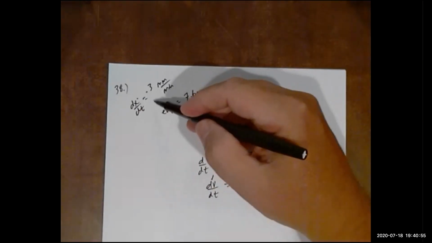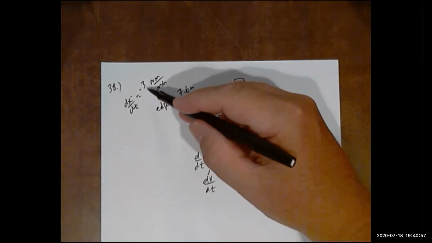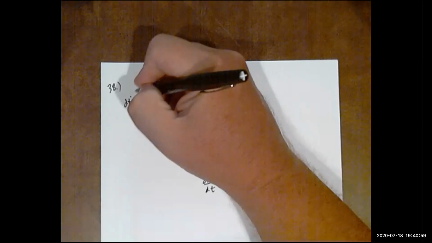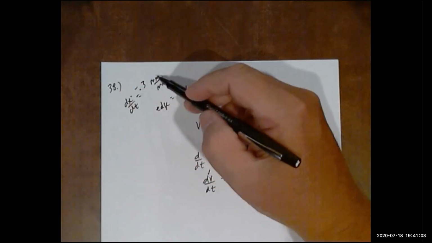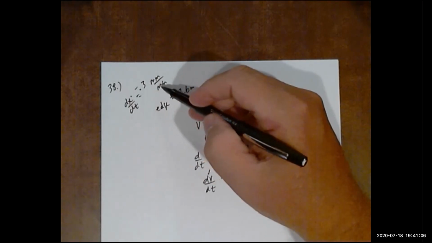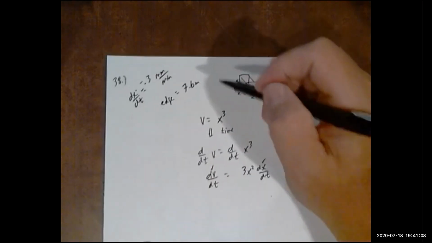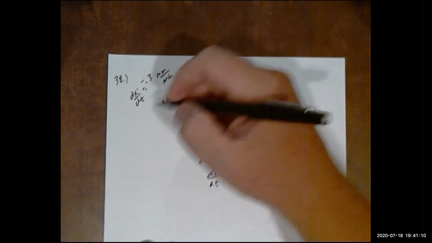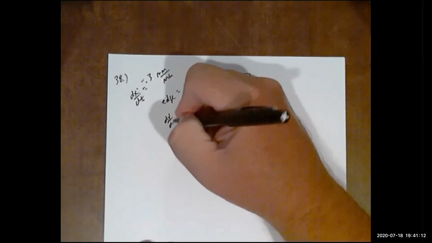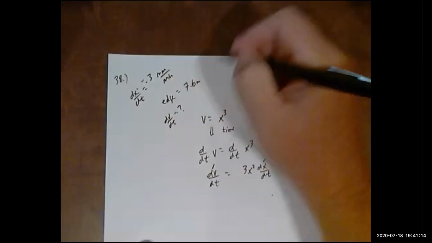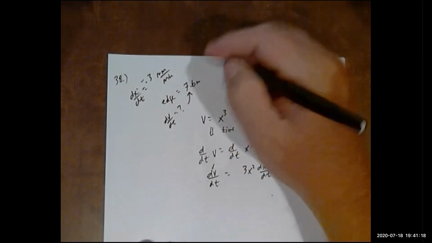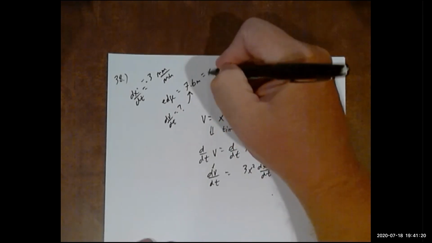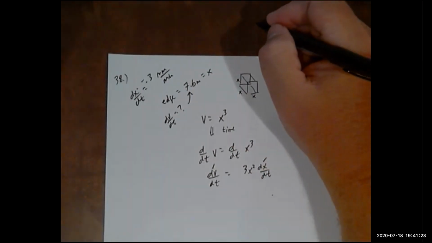So in a sense, this right here is how the side of the cube is changing. It said it's shrinking, so I really need to make this a negative because it's shrinking. Negative 0.3 millimeters per minute. So it's shrinking that amount every minute. And they want to know how the volume is changing exactly when the length of the edge is 7.6 millimeters.